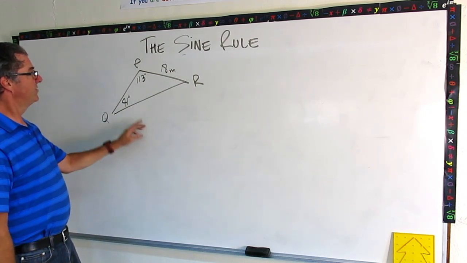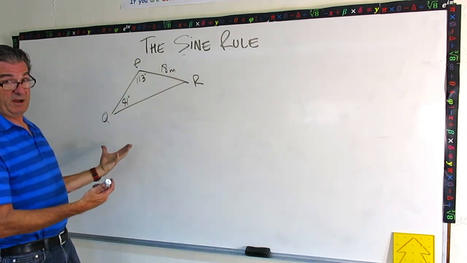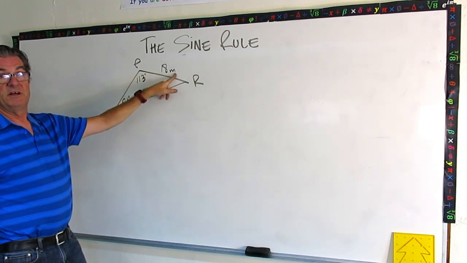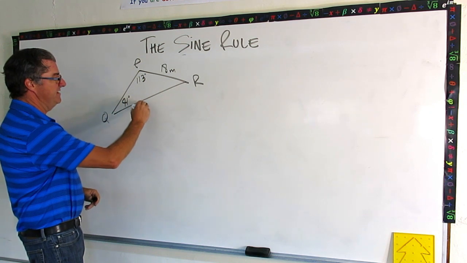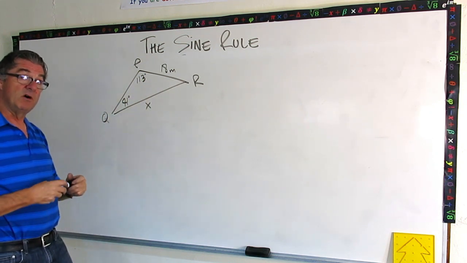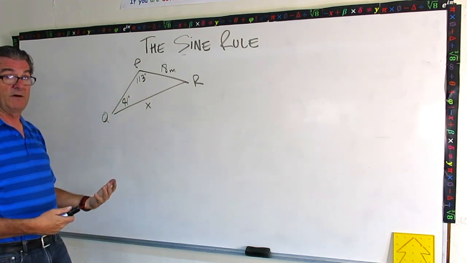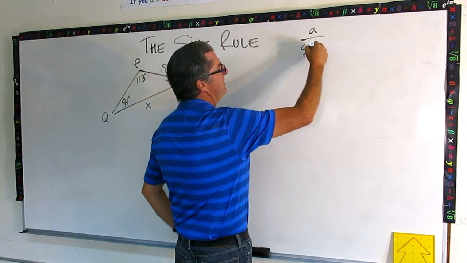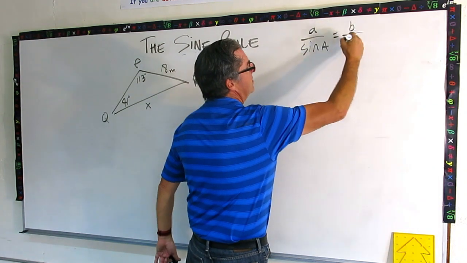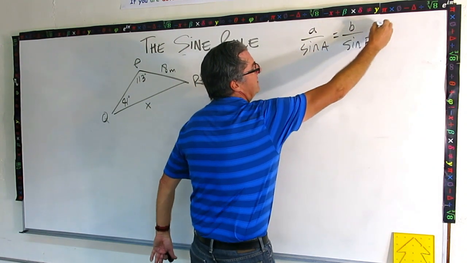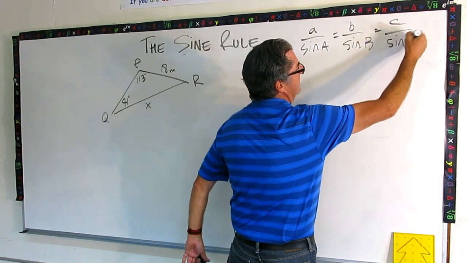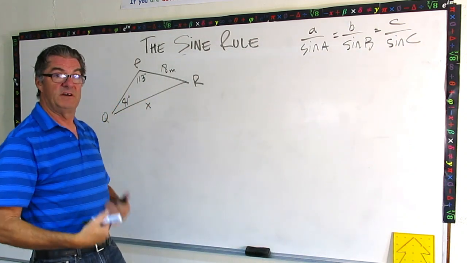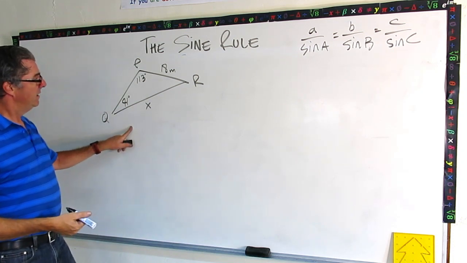Here's the setup. Triangle PQR shown there. I've got two angles that I know, and here's a side length that I know. And I'm going to ask you to find this side length. So this is the most straightforward application of the sine rule. Let's put that up here: a over sine A equals b over sine B equals c over sine C. I think probably now you should even have that rule memorized. It's really simple. All right, so let's take a look at this triangle.